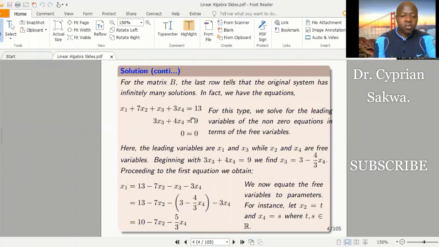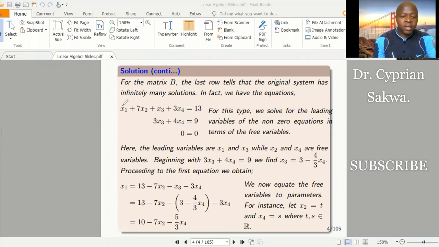So I extracted equations from that system for matrix B, and this is what I got: x1 plus 7x2 plus x3 plus 3x4 equals 13. Then the second equation was 3x3 plus 4x4 equals 9, and then the other one was 0 plus 0 plus 0 plus 0 equals 0.